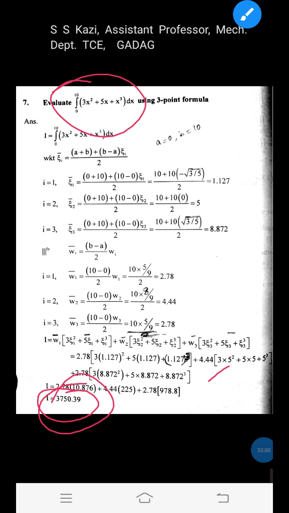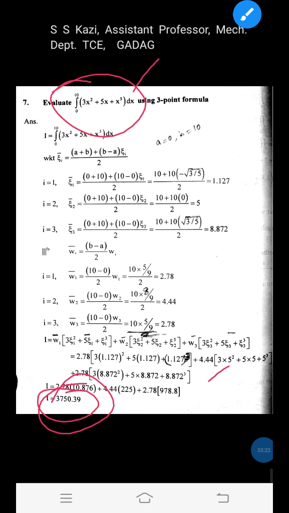You may calculate using the 2-point method also, my dear students. You try with the 2-point method also for evaluation of this given integral. I hope you have understood, my dear students, how to evaluate the given integrals from the intervals a to b, that is other than the interval limits -1 to +1. Okay, I hope you have understood.